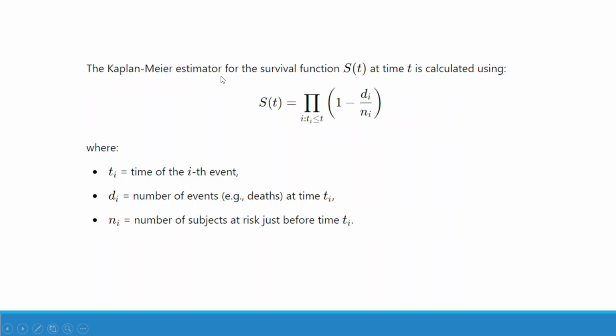So the Kaplan-Meier estimator for the survival function S(t) at time t is calculated by this formula, where Ti is the time of the ith event, Di is the number of events at time Ti, and Ni is the number of subjects at risk just before time Ti.